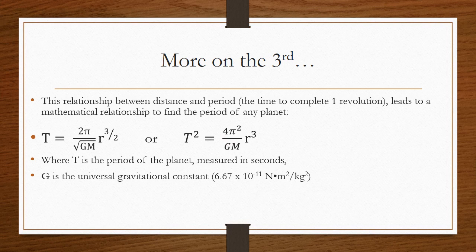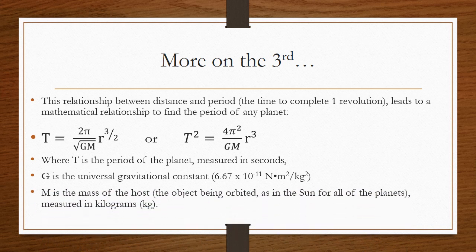Capital G is still the universal gravitational constant, just like in Newton's law of universal gravitation, and it's still 6.67 times 10 to the negative 11th Newton meter squared per kilogram squared. Capital M is the mass of the host. For planets, that's the Sun. So capital M for any planet in our solar system is going to be the mass of the Sun, which is a huge number, 1.99 times 10 to the 30th kilograms.